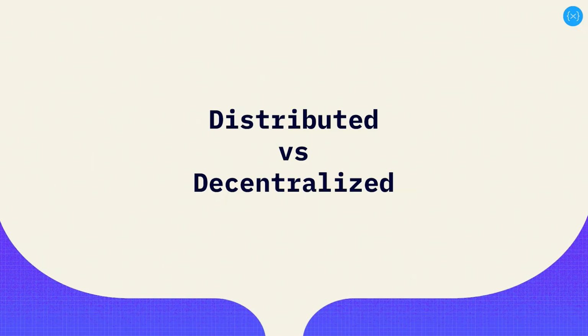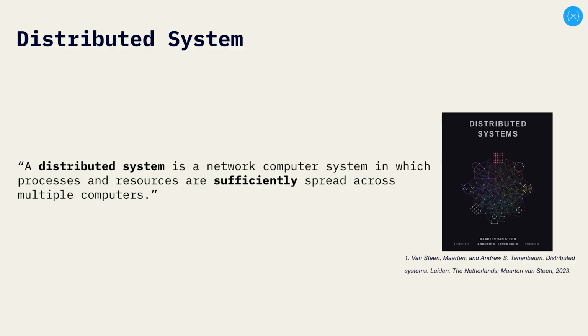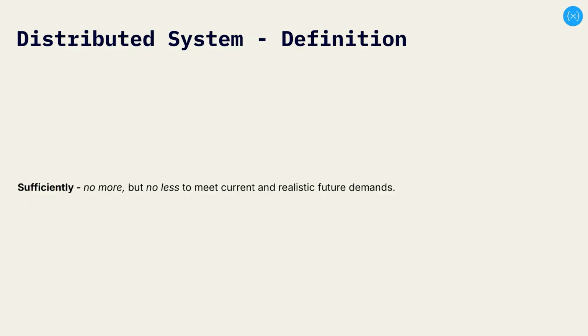But, well, what is the difference between a distributed system and a decentralized system? Well, there are very good definitions for this. A distributed system is a networked computer system in which processes and resources are necessarily spread across multiple computers. In this particular case, necessarily means that the servers are distributed no more and no less to meet the current demands. So for example, take your favorite video streaming platform, Netflix, YouTube, Apple TV.